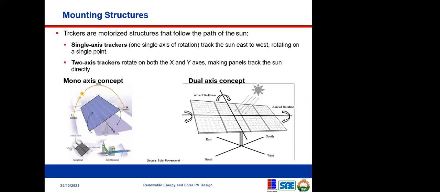There are two different kinds of trackers. We have the single axis trackers and we have the two axis trackers. The single axis tracker moves only in one direction, from east to west, as the case may be. But the double axis trackers move in four directions, from east to west, north to south.